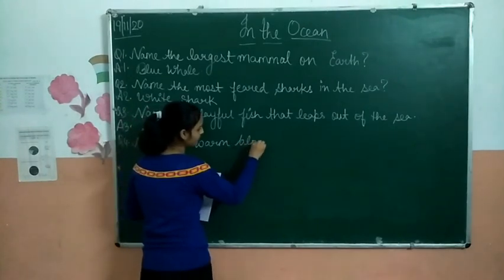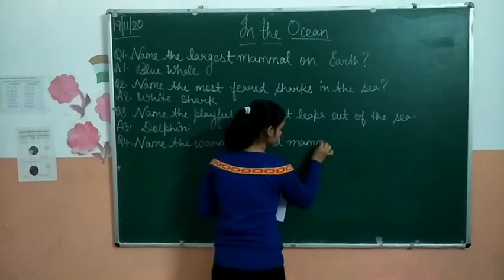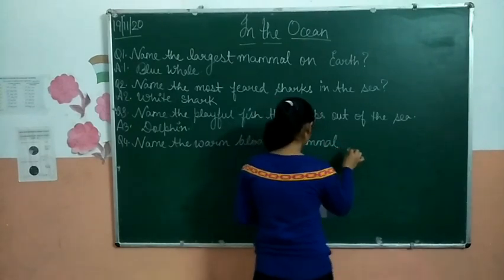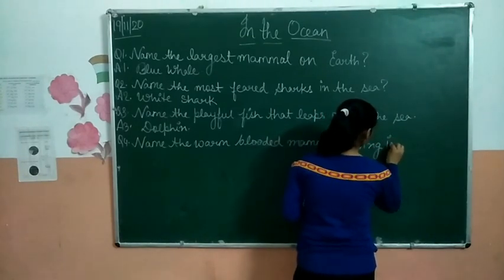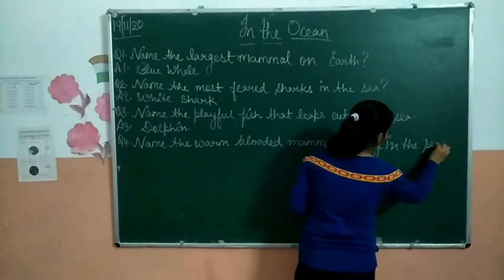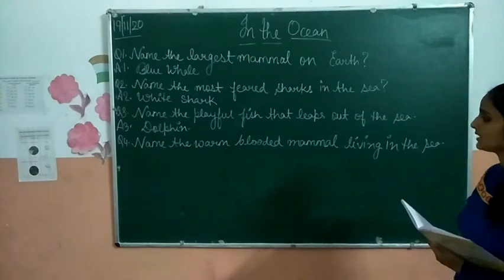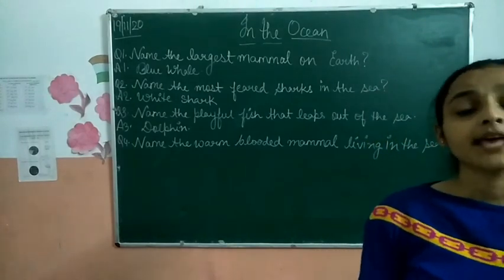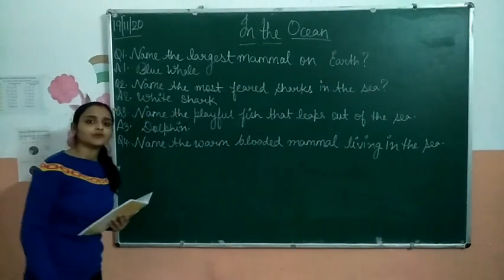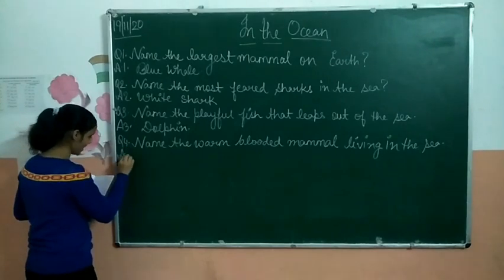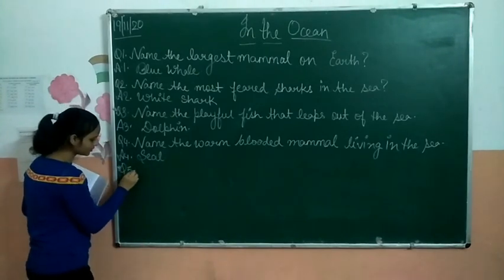Name the warm-blooded mammal living in the sea. Seal has warm blood. Okay. Seal is the warm-blooded mammal living in the sea. Answer 4. Okay. Now question 5.